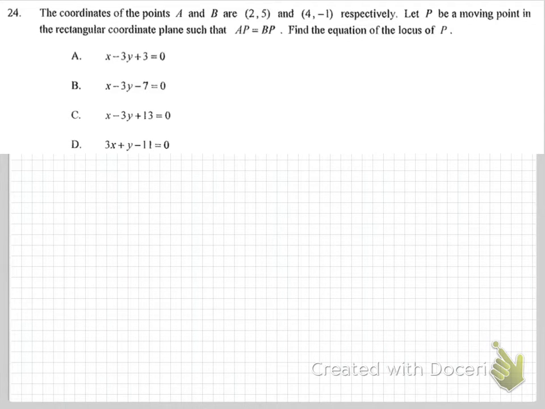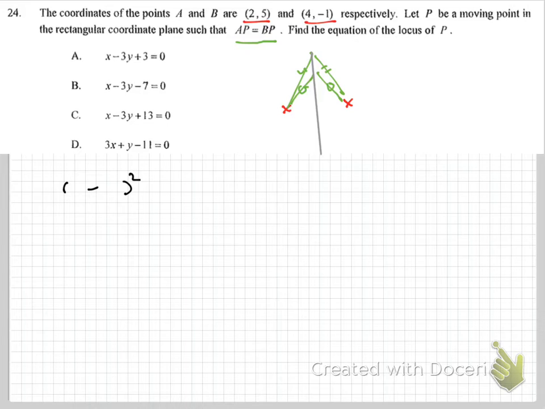We have two fixed points, A and B, right? One is (2, 5), the other is (4, -1). So we have a moving point P, so that AP is BP. That means you have two fixed points, and P is moving so that these two distances are always the same. All right, so we know now, after so many exercises, this is the perpendicular bisector between A and B. So we can either do it with geometry or algebra, right?